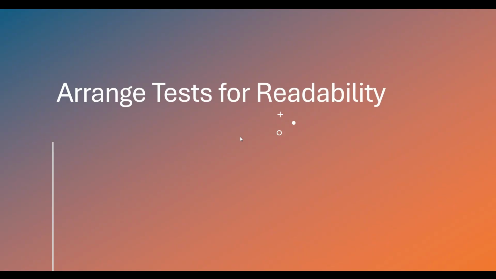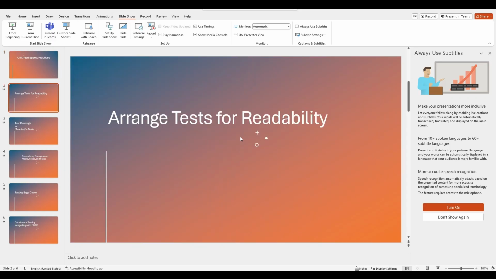The first best practice is focusing on test readability. Your tests should be easy to understand and communicate their intent clearly. To achieve this, follow the AAA pattern: arrange, act, and assert. This structure makes it clear what the test is doing: setting up the test scenario, performing the action, and checking the result. Here is an example of a readable test.